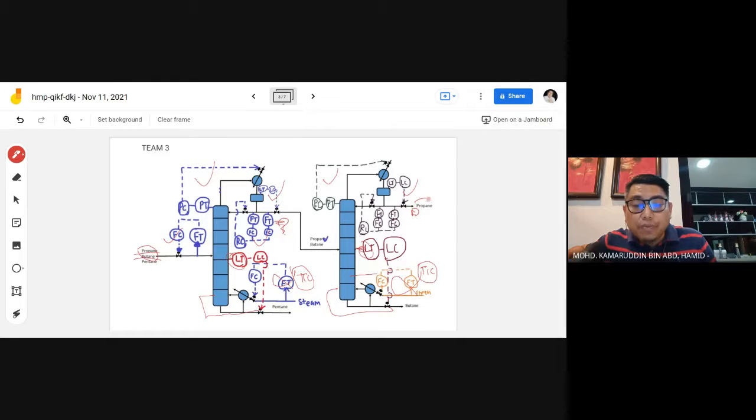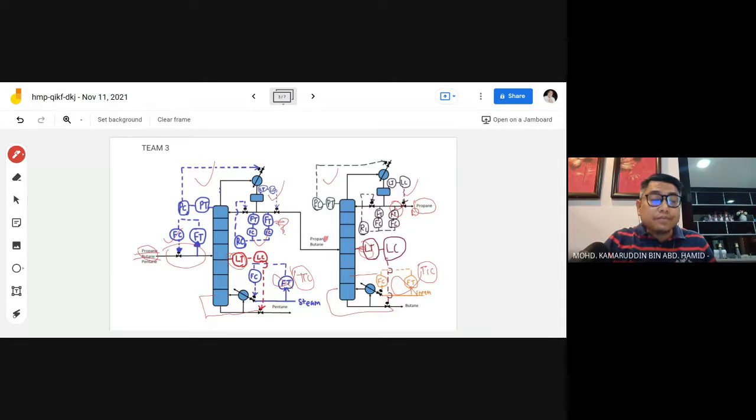Why? Because your propane here, your distillate, will fluctuate. But since you already flow control your feed flow rate over here, therefore the mass balance from the first column to the second column will be maintained. So therefore there won't be any fluctuation in the distillate flow rate. Therefore, no need to have the ratio controller here. But there's nothing wrong; in this case, nothing wrong with using the ratio controller here.